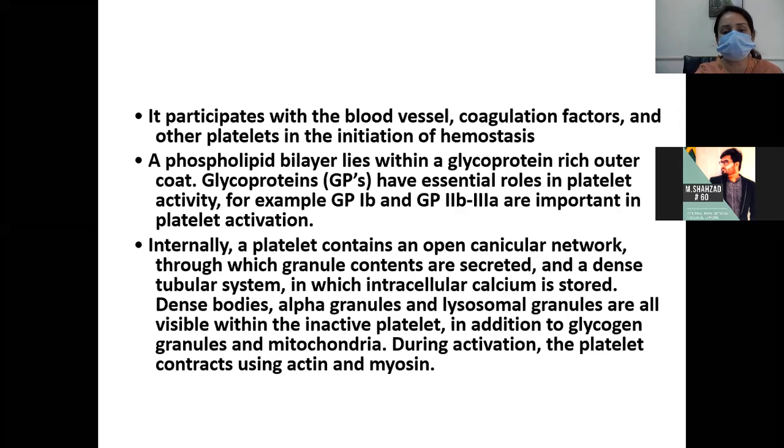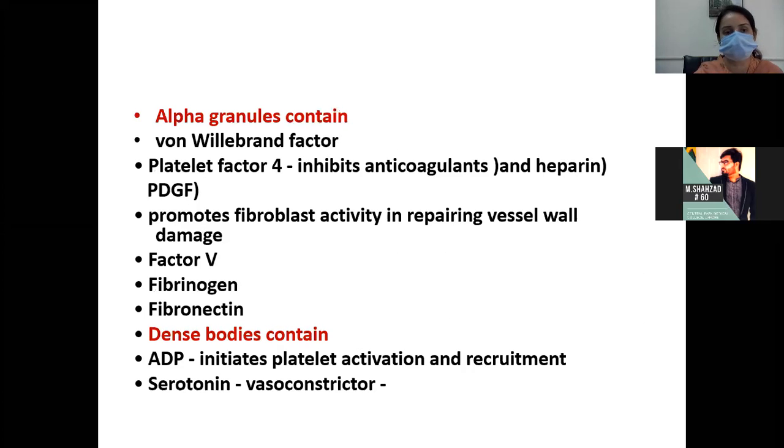Internally, a platelet contains an open canalicular network through which granule contents are secreted, and a dense tubular system in which intracellular calcium is stored. Dense bodies, alpha granules and lysosomal granules are all visible within the inactive platelet, in addition to glycogen granules and mitochondria. During activation, the platelet contracts using actin and myosin.